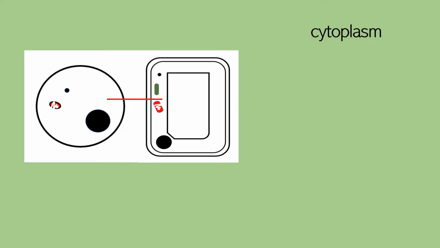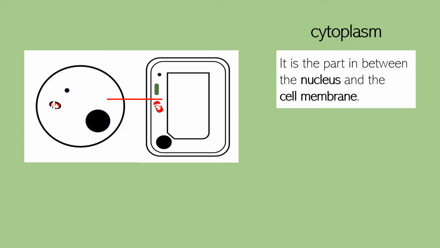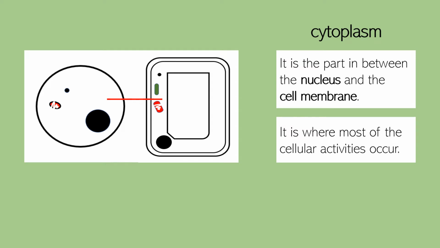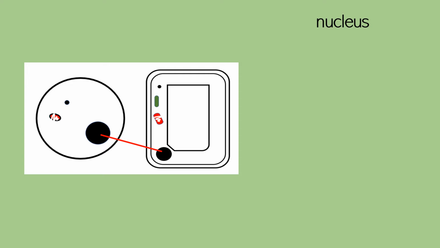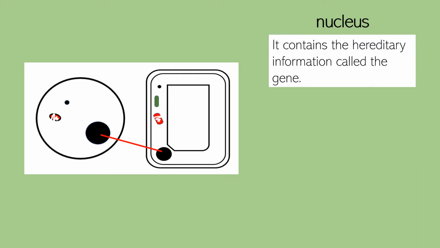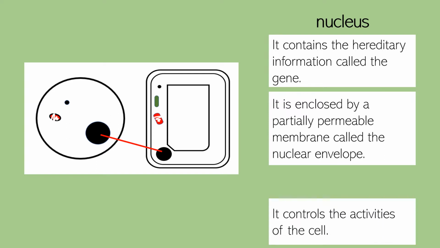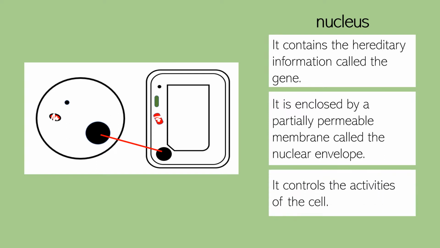The cytoplasm. It is a part in between the nucleus and the cell membrane. It is where most of the cellular activities occur. The nucleus. It contains our hereditary information called the gene. It is enclosed by a partially permeable membrane called the nuclear envelope or membrane. The nucleus controls the activities of the cell.